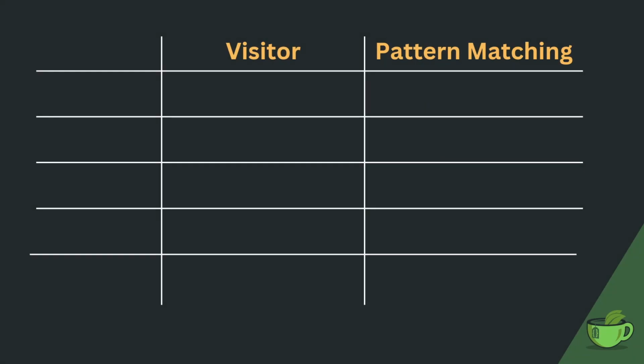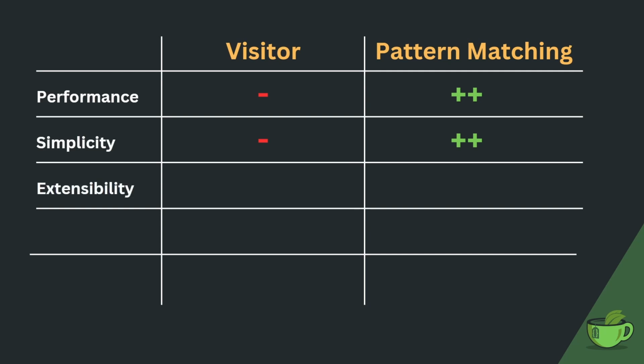In terms of performance and simplicity, we already saw that those two categories go towards pattern matching. Let's take a look at extensibility, though. When adding a new type to the hierarchy, the visitor classes only need to be extended, while updating the match statements of pattern matching imply a modification of every function working on the hierarchy. Therefore, pattern matching violates the open-close principle, as adding a new type to the hierarchy requires you to modify existing match statements. On a similar note, the visitor pattern provides a clearer separation of the operation logic from the data structure, whereas the match statements are typically intermingled with the actual functionality.